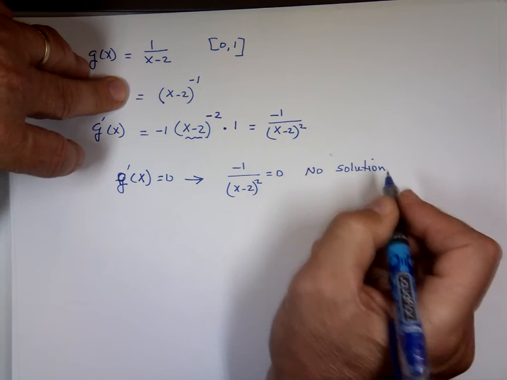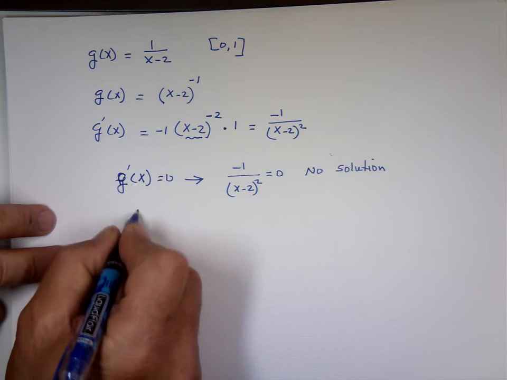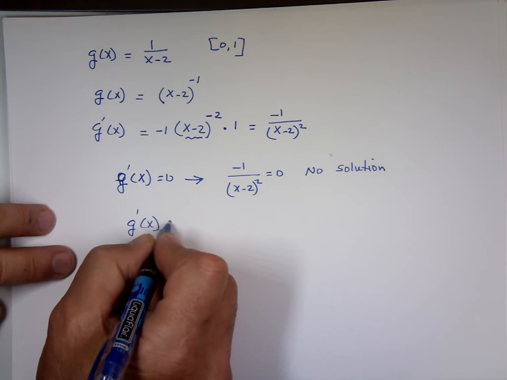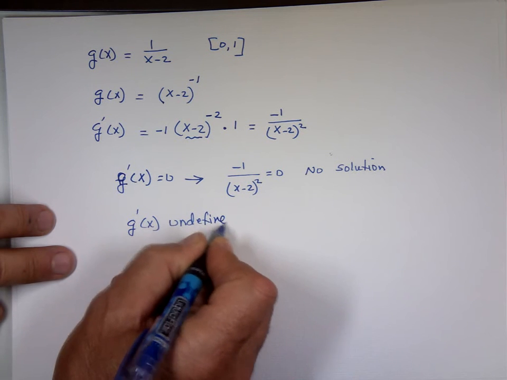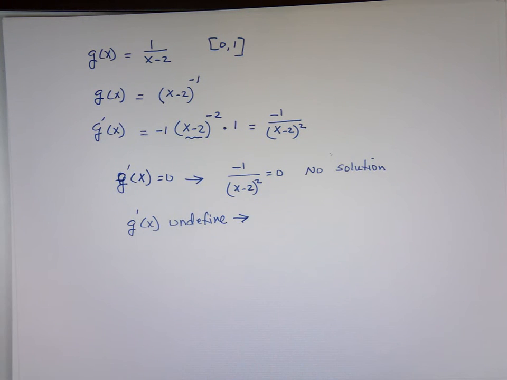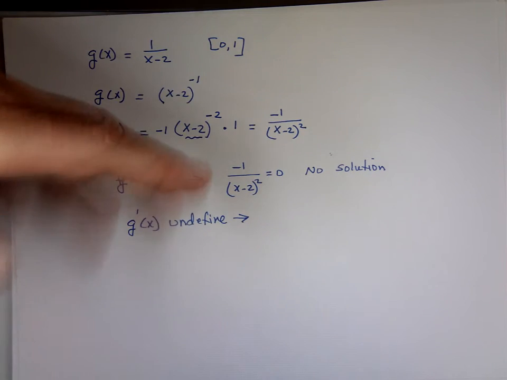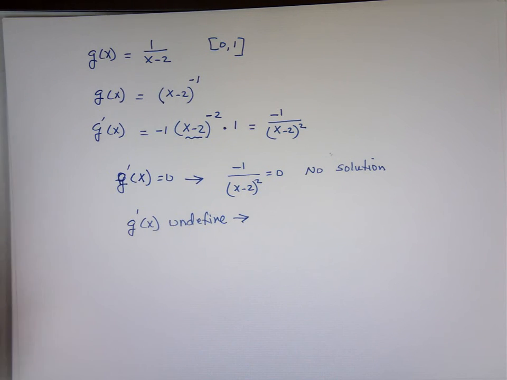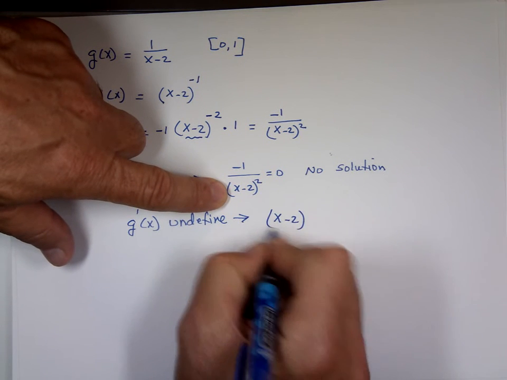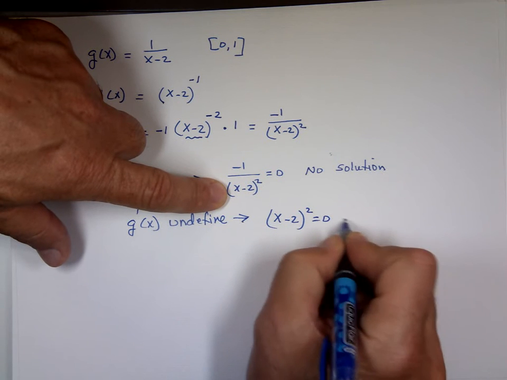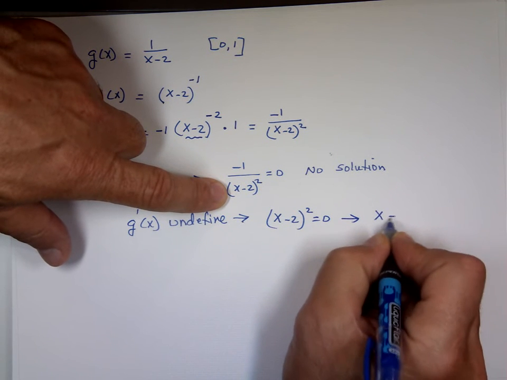When is the derivative undefined? Again, for the derivative to be undefined, that means what? In this case, the fraction, the bottom has to be 0, because you can't divide by 0. So when x minus 2 squared equals to 0, and that means what? X will have to be what? 2.